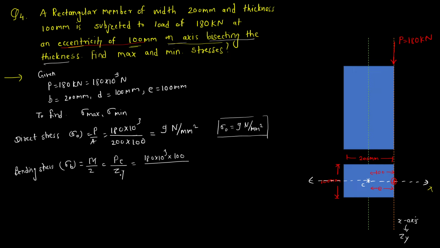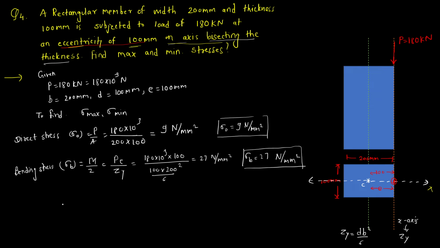The formula for Zy is Zy equal to d b square by 6. Substitute the values here, d b square by 6. If we calculate this, we should get the answer as 27 Newton per mm square. So the value of bending stress is 27 Newton per mm square.